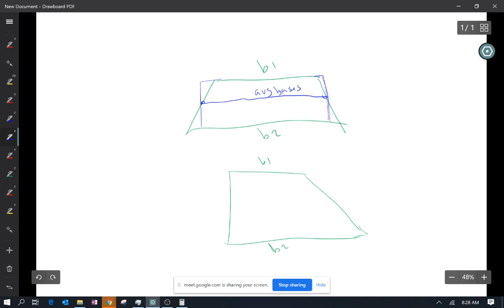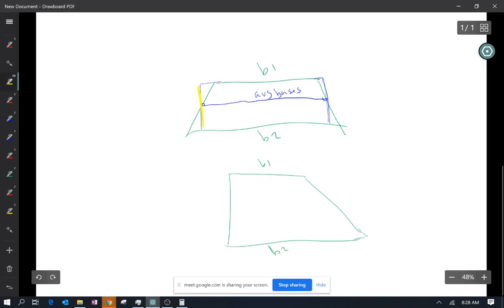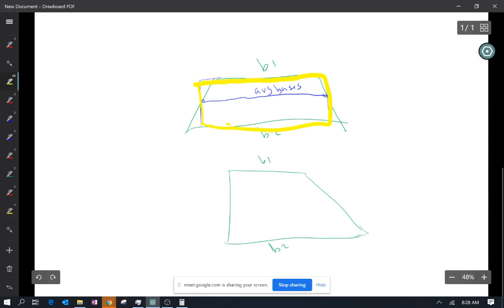if you draw in the line to the mid-segment, you get a rectangle. You get this rectangle right here. Hopefully you can see this. And that rectangle has the same area as the trapezoid, because this triangle ends up going in there and this triangle ends up going in there. Same thing over here.